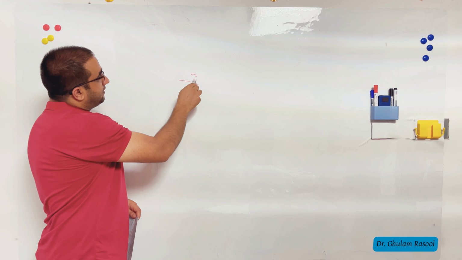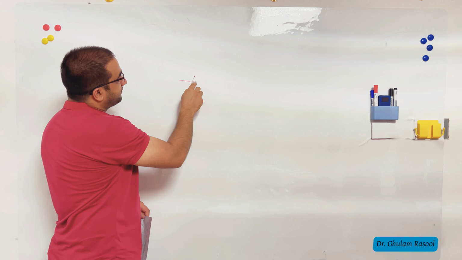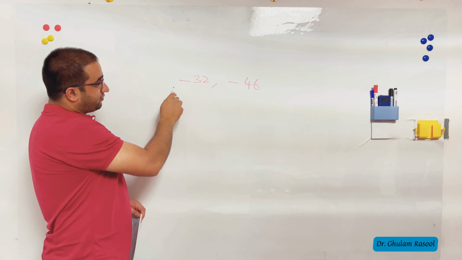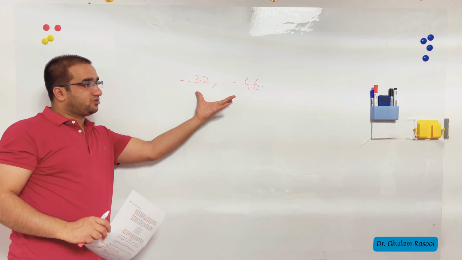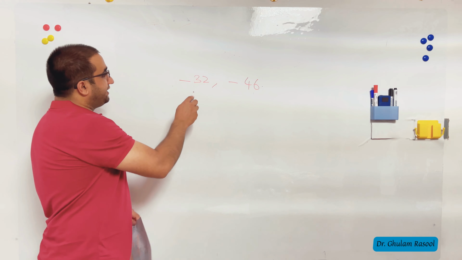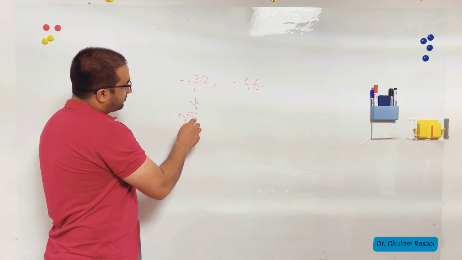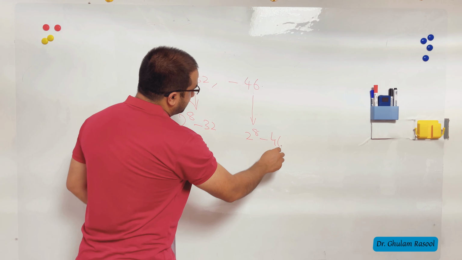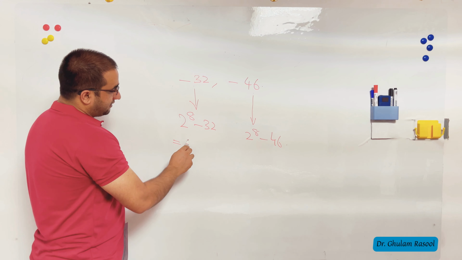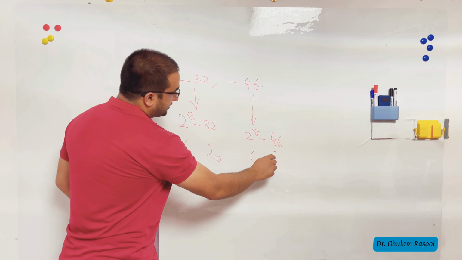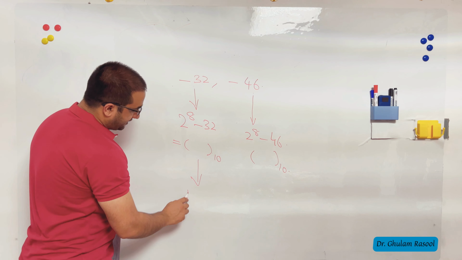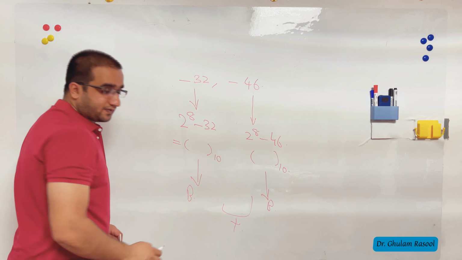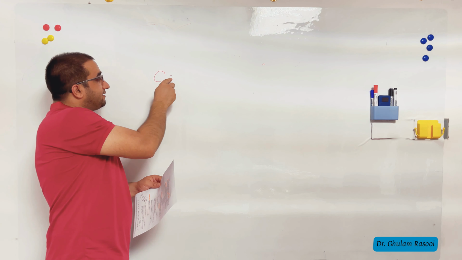Similarly, if I ask you to find the sum of negative 32 and negative 46, you simply need to convert them into 2 raised to the power 8 minus 32 and 2 raised to the power 8 minus 46. Whatever the decimal numbers are, convert them into binary and then add them together. We are done.